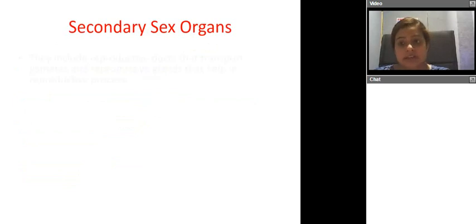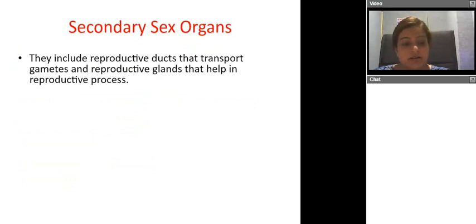Then we have the secondary sex organs. The secondary sex organs include the reproductive ducts. These reproductive ducts perform the function of transporting the gametes to different and required organs. The secondary sex organs also include the reproductive glands. The reproductive glands help and aid in the process of reproduction.